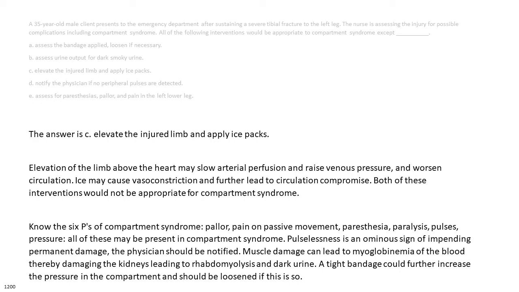Know the 6 P's of compartment syndrome: pallor, pain on passive movement, paresthesia, paralysis, pulses, pressure. All of these may be present in compartment syndrome. Pulselessness is an ominous sign of impending permanent damage. The physician should be notified. Muscle damage can lead to myoglobinemia of the blood, thereby damaging the kidneys, leading to rhabdomyolysis and dark urine. A tight bandage could further increase the pressure in the compartment and should be loosened if this is so.